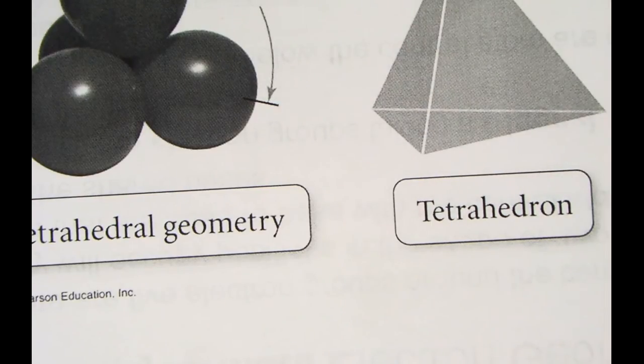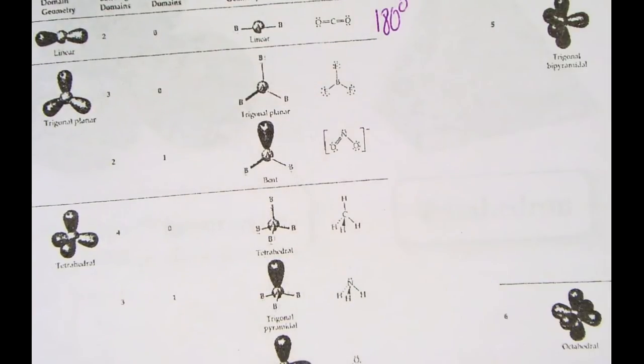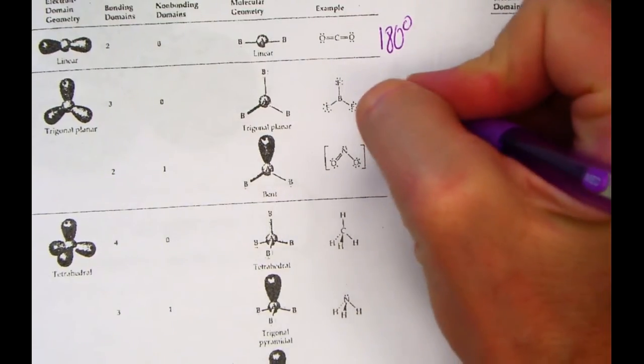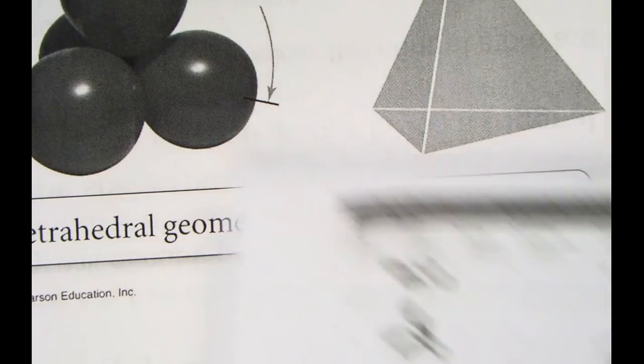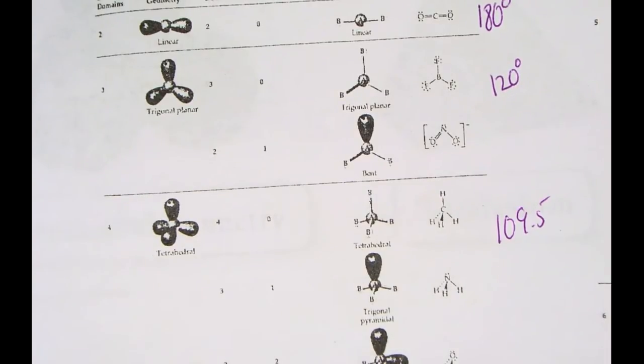We might choose to add these onto the chart. We said these were 180 degrees for linear, that a triangle has 120 degrees, trigonal planar triangle. And now we're seeing here 109.5 for the bond angles in a tetrahedron.